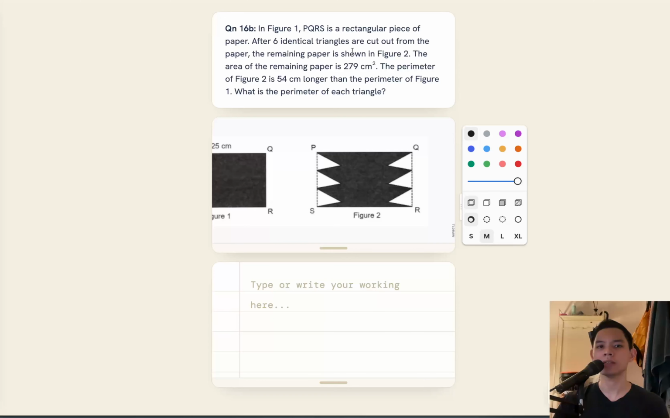So question 16 part B. The perimeter of figure 2 is 54 centimeters longer than the perimeter of figure 1. What is the perimeter of each triangle?